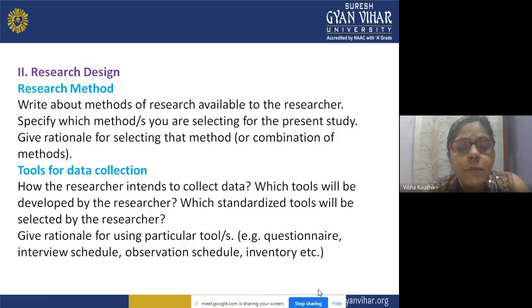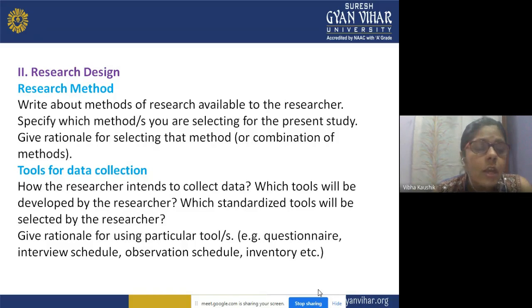Give rationale for using particular tools. Now you have to give reason why you are selecting these tools. Means if you have selected a standardized tool, you have to give reason that because of these reasons I have selected this tool for my research. Now it should be based on the objectives which you have framed. If that particular tool is helping you to get the solutions of your problem, then select that tool. If it is not, then prepare your own tool.